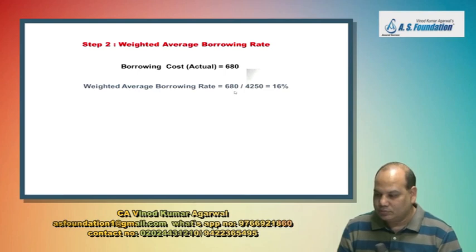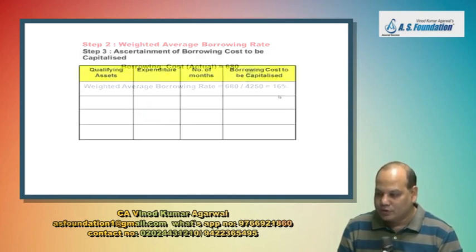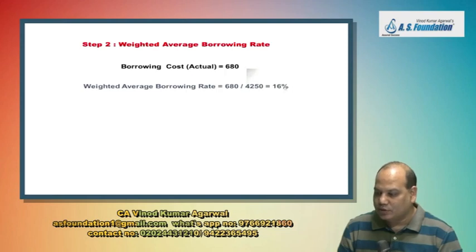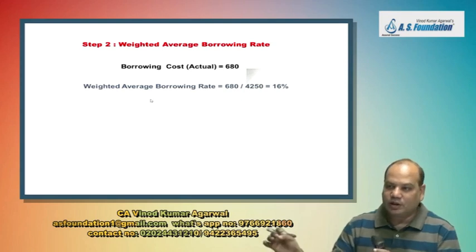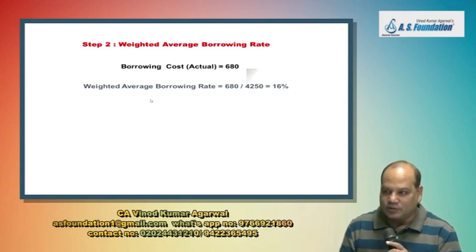Weighted average borrowing rate will be equal to 680 upon 4250. How much? 16%, right? That means my average cost of borrowing is 16%. If nothing is given, you have to assume that the borrowing costs are directly attributable to the qualifying asset.